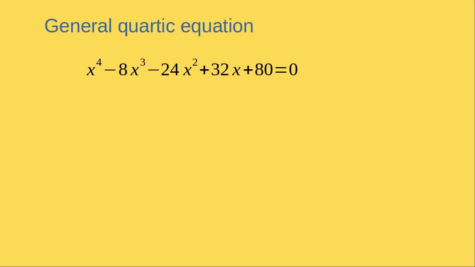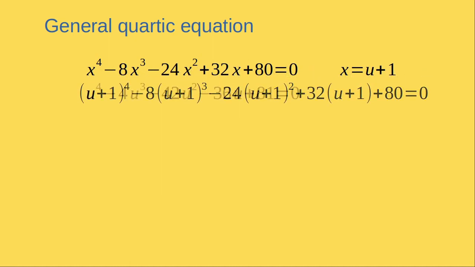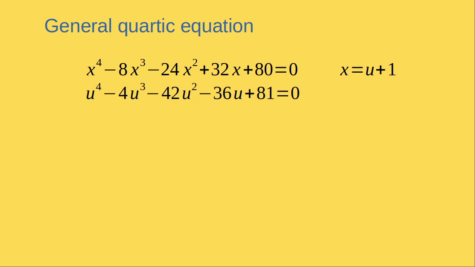What about this one? Clearly, it's not biquadratic and neither is it symmetric nor quasi-symmetric. Apparently, it's a general equation. So how can we solve it? Let's try the substitution x equals u plus 1. If we apply it and simplify the resulting equation, we get u to the fourth minus 4u cubed minus 42u squared minus 36u plus 81 equals 0. But what's the point?